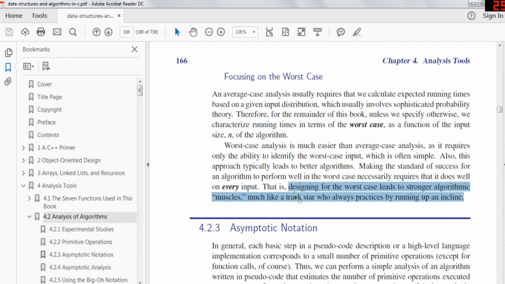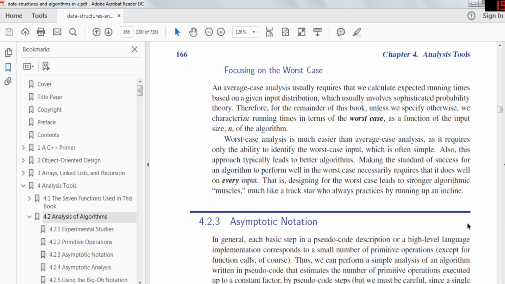I don't get what you mean by track star, but basically we want to care about the worst case analysis because it's fairly simple, and it typically leads to better algorithms. So we're concentrating on the worst case scenario right now.